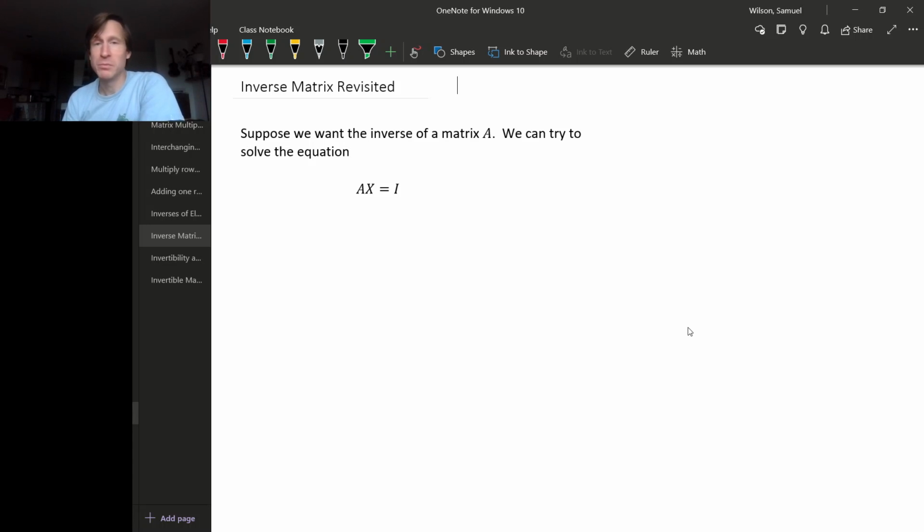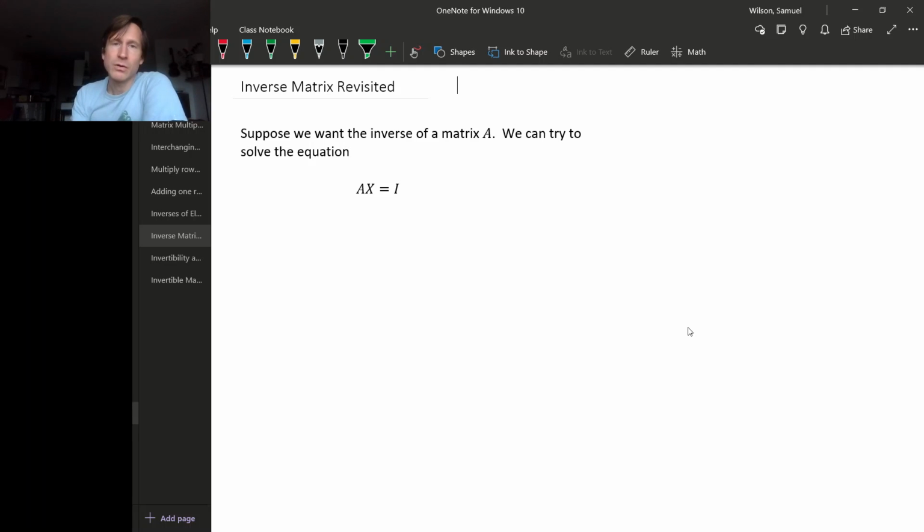Now that we have embodied row operations with elementary matrices, we can actually revisit some topics where we used row operations in kind of a mystical ad hoc way. And maybe the most important example of this is when we calculated the inverse of a matrix.